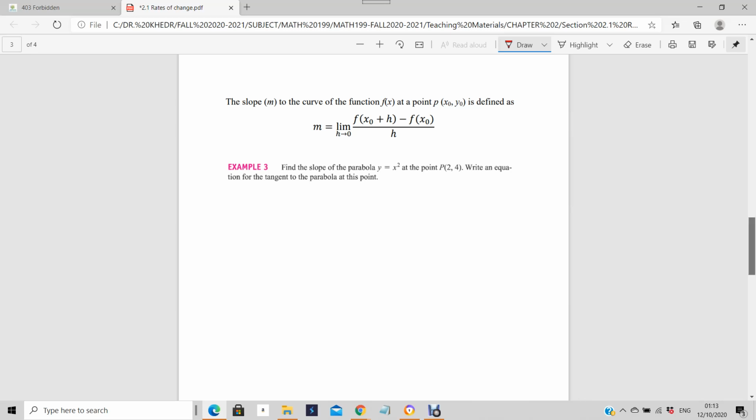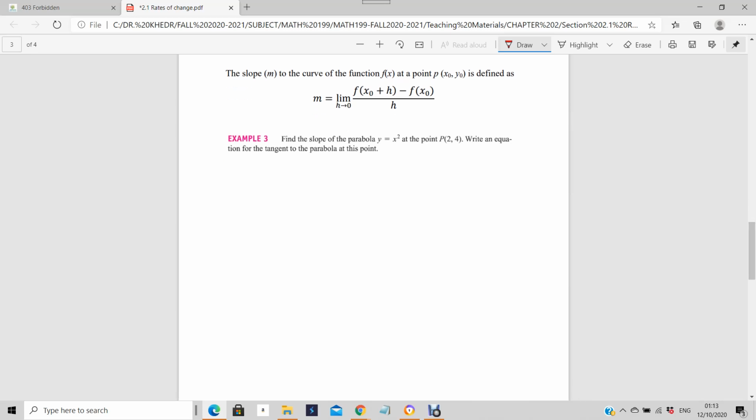Let's have this example. Find the slope of the parabola y equals x squared at the point P with the coordinates (2, 4). These 2 and 4 are the values of x0 and y0 in the definition. After we find the slope to the curve of this function, which is the slope of the tangent line, we need to write an equation for the tangent to the parabola at this point.